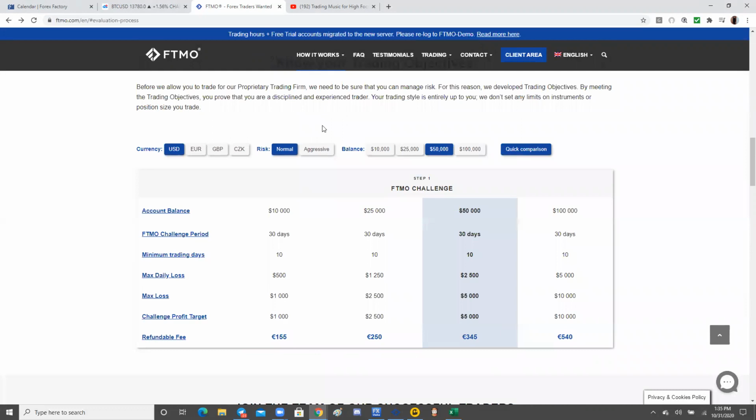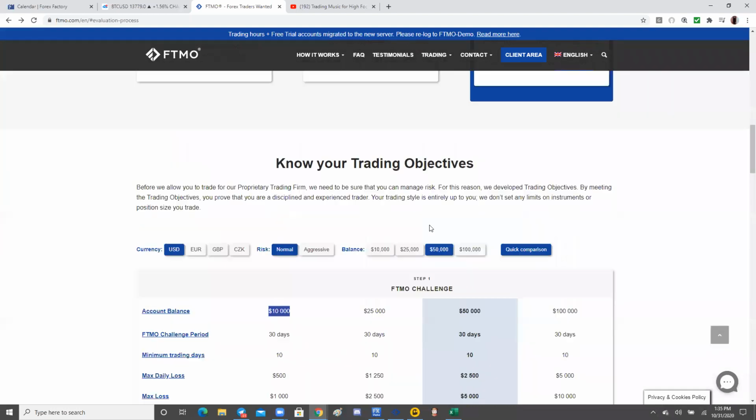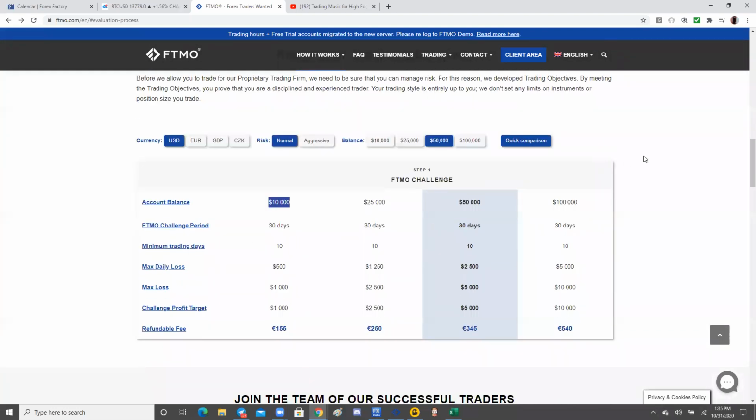Okay. So let me go back. If you want to be funded for a $10,000 account, the way FTMO works is they have rules that you have to follow in order to be funded. So they want to make sure you're using proper risk management. You're not going to be a liability to them once they fund your account, and they want to make sure you're following the correct rules. So they give you trading objectives to try to accomplish within 30 days. You have 30 days for the challenge to accomplish the target.